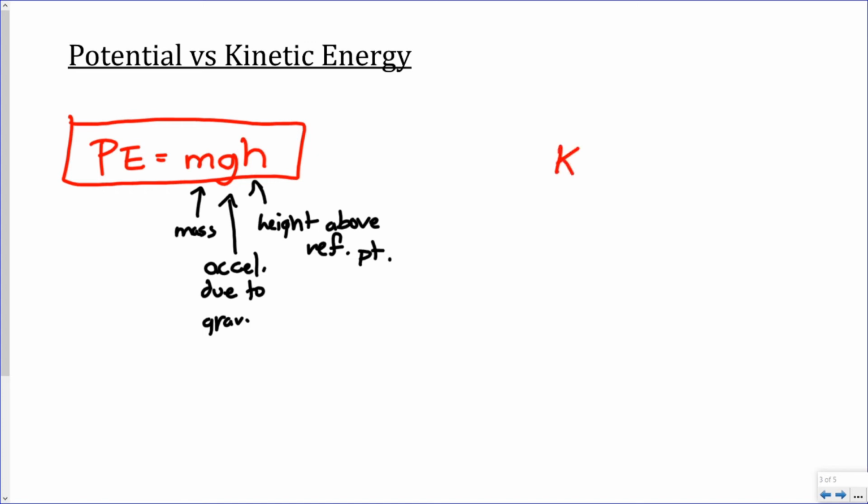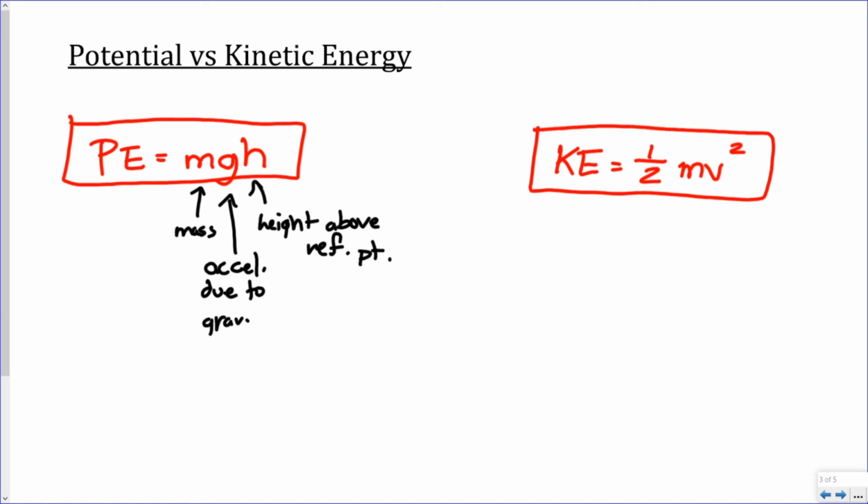So potential energy, there's a formula, equals m times g times h. Kinetic energy, KE, has to do with motion. So of course we're going to have a velocity in here. So we have 1/2 mv squared. So v is your velocity and m is still your mass. So there we go. There's our two formulas.